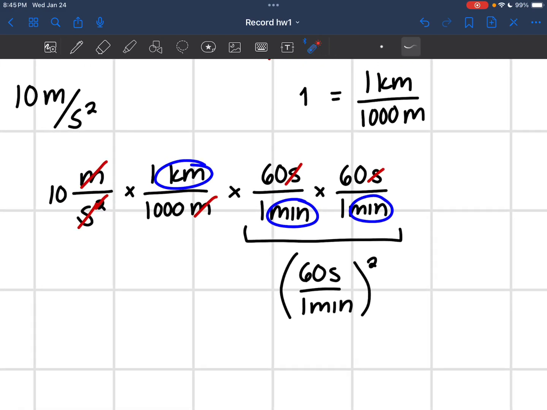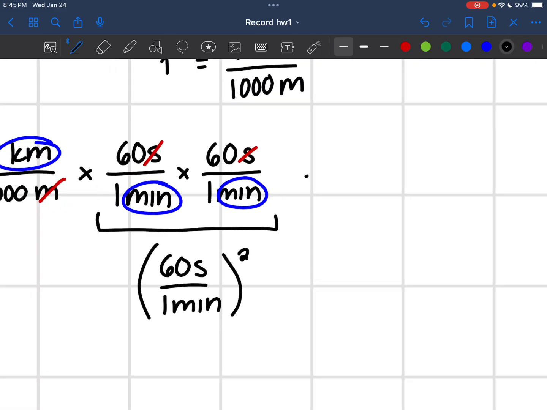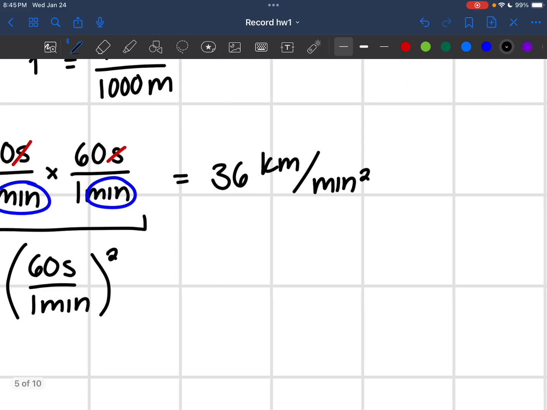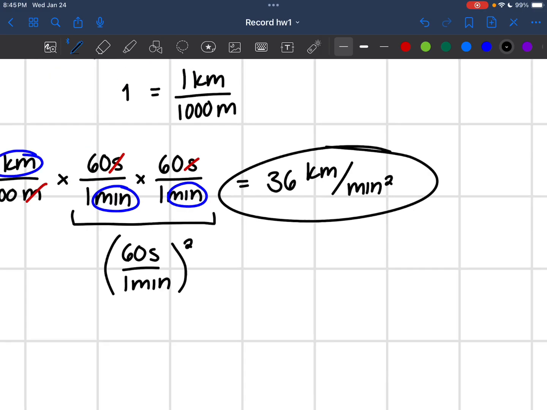All right, so multiplying across, I have 10 times 60 times 60. 60 times 60 is 3,600 times 10 divided by 1,000. That should be 36 kilometers per minute squared. Right? That's my answer to the first one.